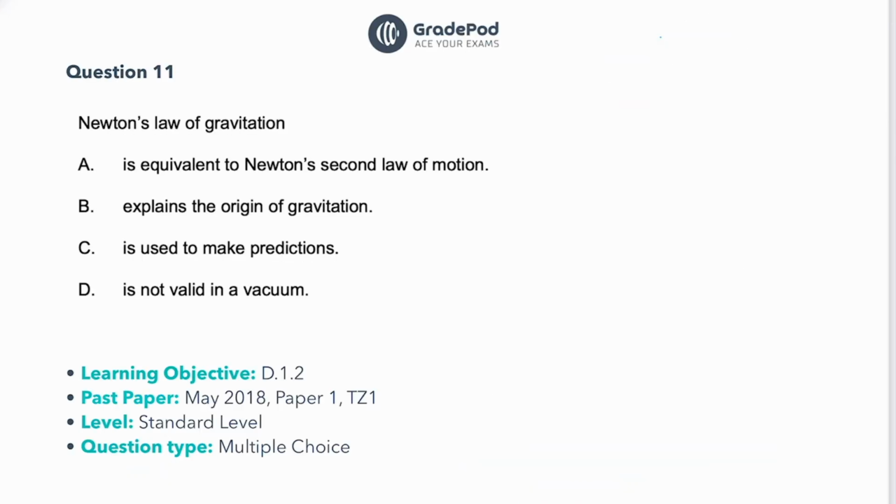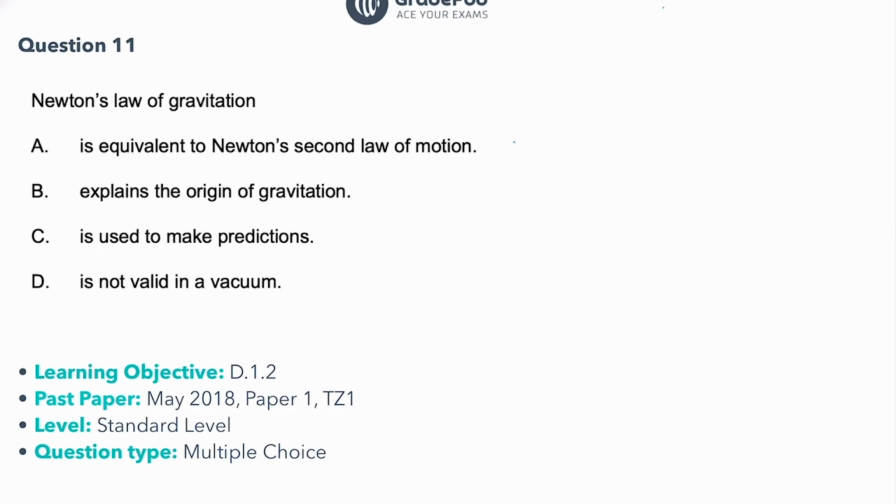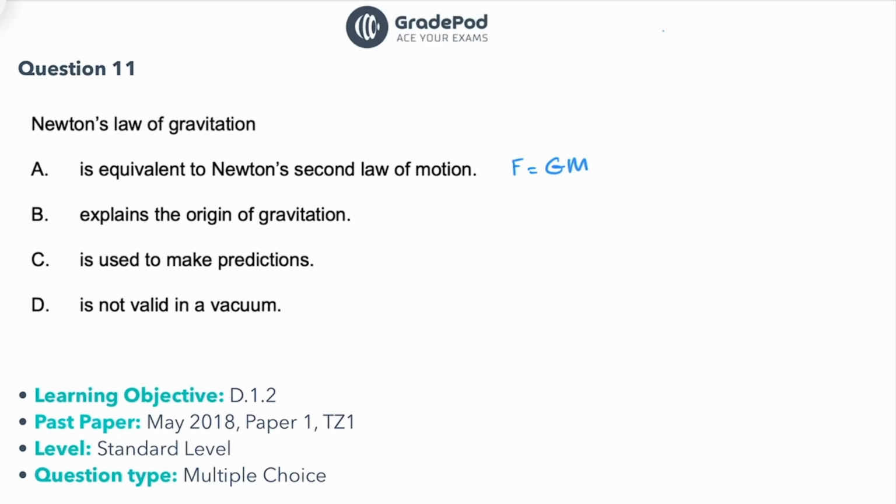Question 11. Newton's law of gravitation, and then we have 4 things to select from. A is equivalent to Newton's second law of motion. Is that true? Well, Newton's law of gravitation is this. And Newton's second law is F equals ma, or if we want to be fancy, it's the rate of change of momentum with time. So they're not equivalent, it's not A. B, explains the origin of gravitation. No, it doesn't explain the origin of gravitation.